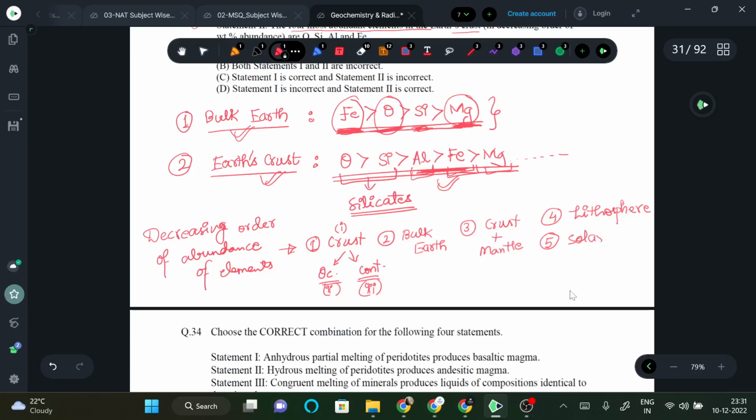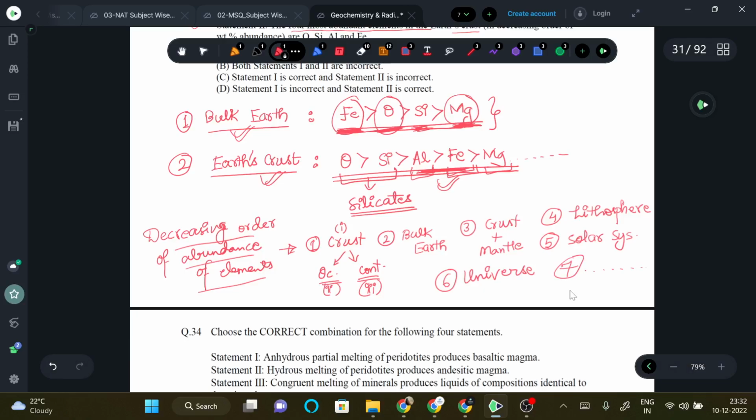Solar system. Or they even write universe. What elements are there in the universe? So it starts from hydrogen, helium, and so on. So what is left? What question can they ask around this order of abundance of elements? These things are there. Any more question can be formed? If you cover all these things, wherever they are asking this decreasing order, you can easily tackle that. If any more is there, right now I am not able to recall.